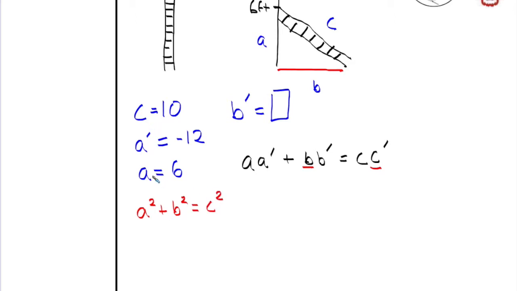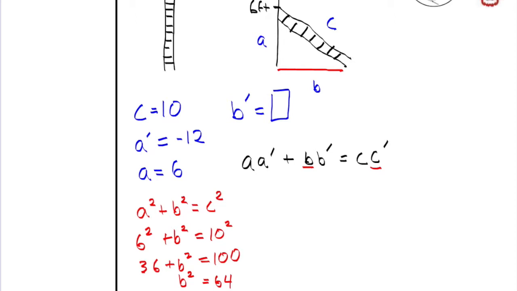Plugging in A and C to find B, this is going to be 6 squared plus that unknown B squared is equal to 10 squared. Therefore 36 plus B squared is equal to 100. If you already know Pythagorean triples, that's 8, and that's fine. Subtract 36 from both sides and you get 64 is equal to B squared, and therefore B is equal to 8.